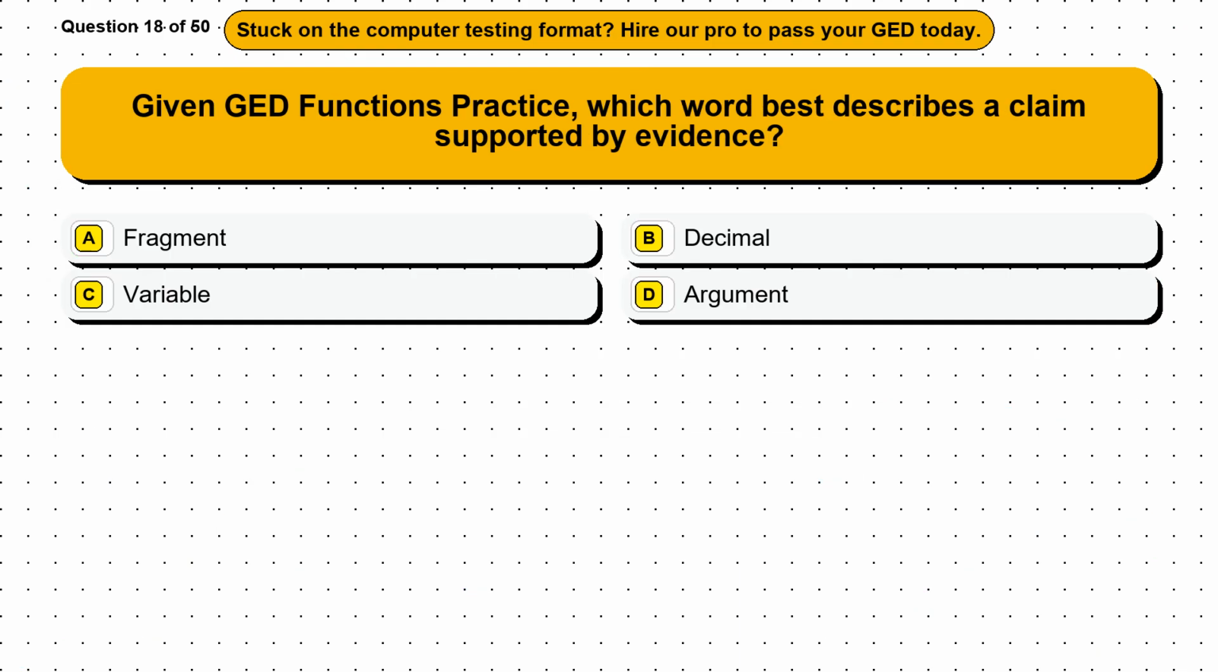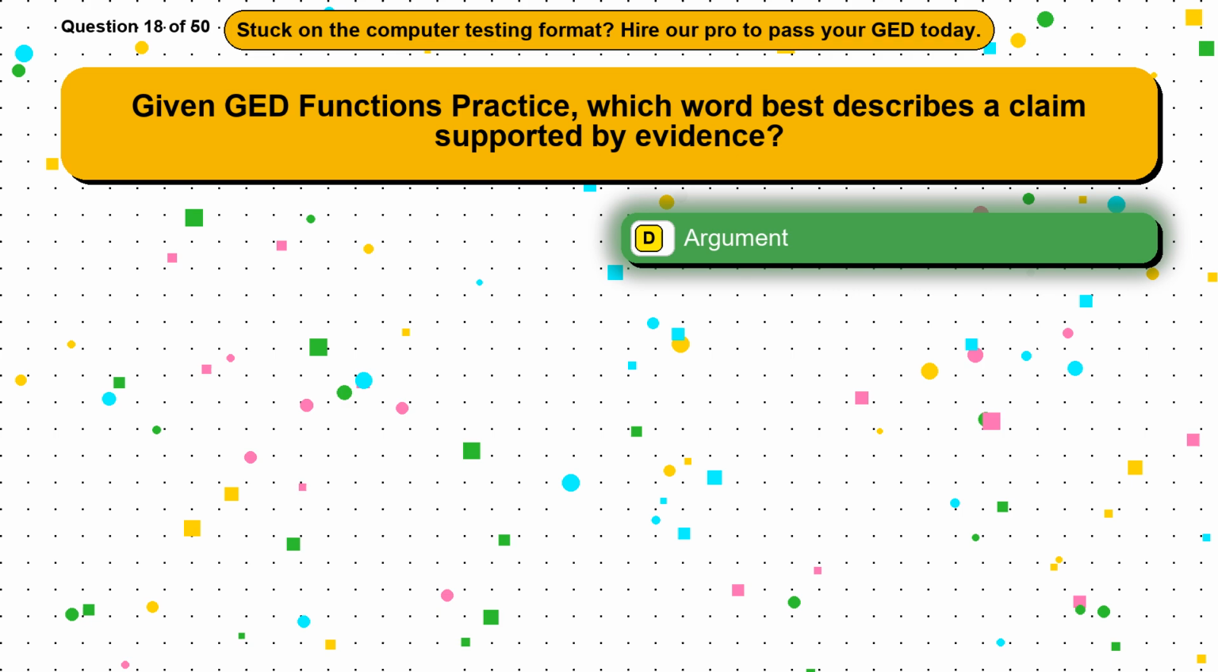Question 18. Given GED functions practice, which word best describes a claim supported by evidence? Option A, fragment. Option B, decimal. Option C, variable. Option D, argument. The correct answer is option D.